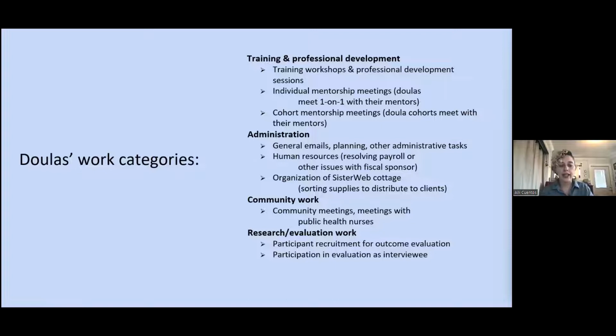Some of the categories that you'll see are really specific to doulas working in a community-based organization, not as independent or private doulas. And I know the required reading for this section was our time use study in the published form, and that has all the charts and all the data, so you can look at it more in depth.